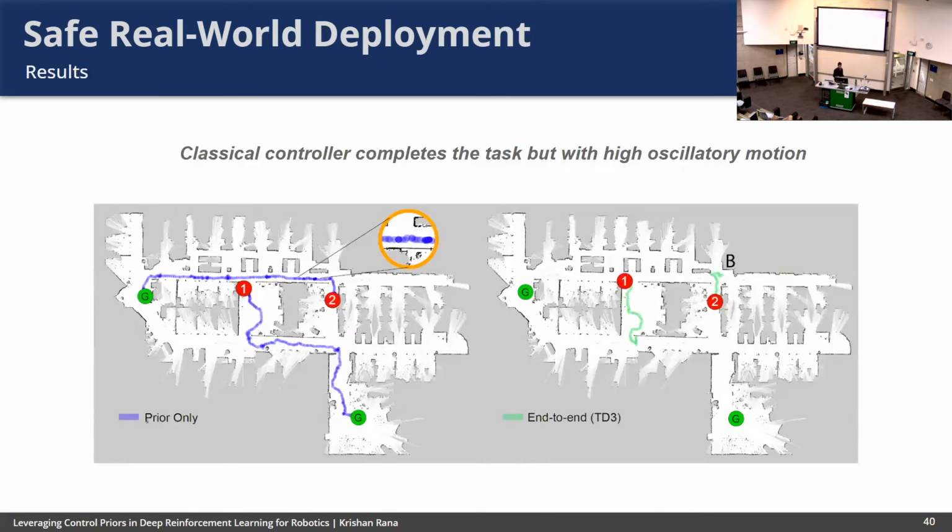So across all these tasks, the classical controller completes the task with highly oscillatory motion. So you can actually see that in this bit here. The end-to-end policy typically failed to navigate around corners.